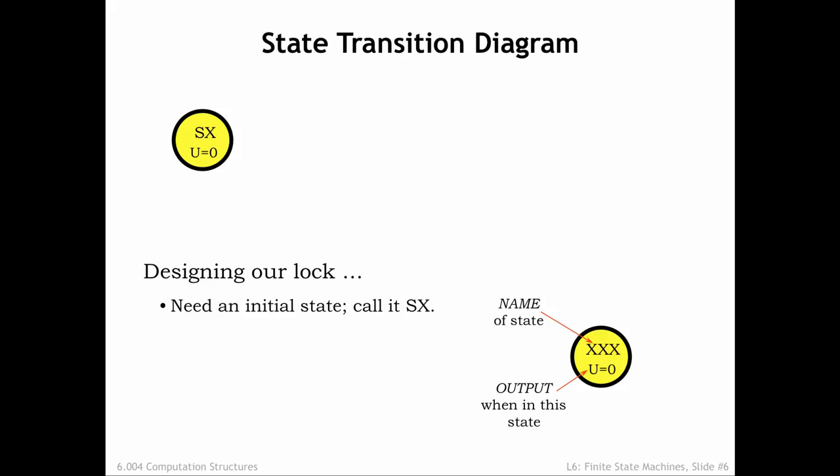For this FSM, the unlock output U will be a function of the current state, so we'll indicate the value of U inside the circle. Since in state SX we know nothing about past input bits, the lock should stay locked, and so U equals 0. We'll indicate the initial state with a wide border on the circle.